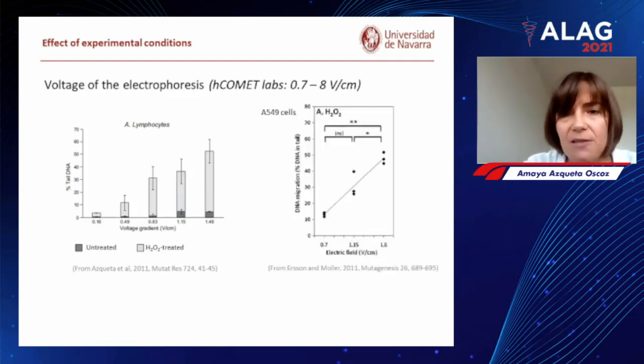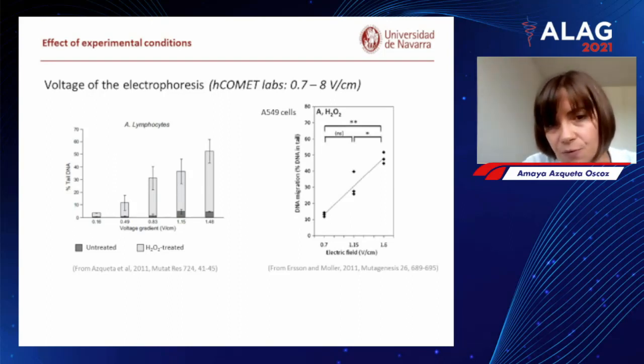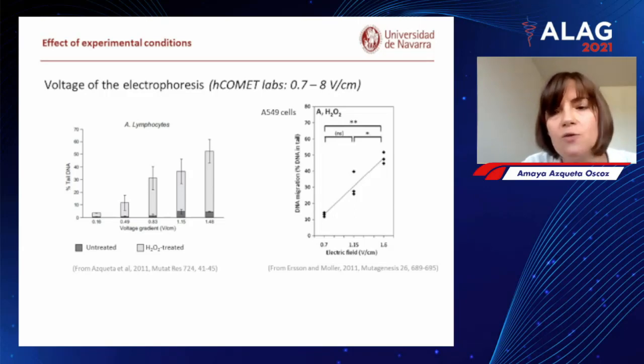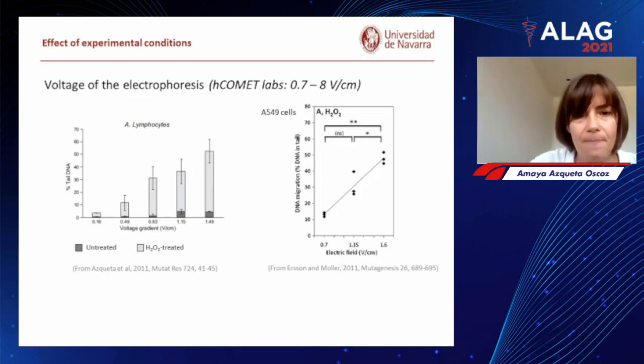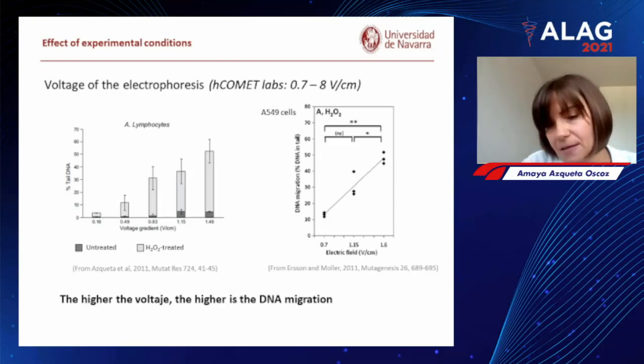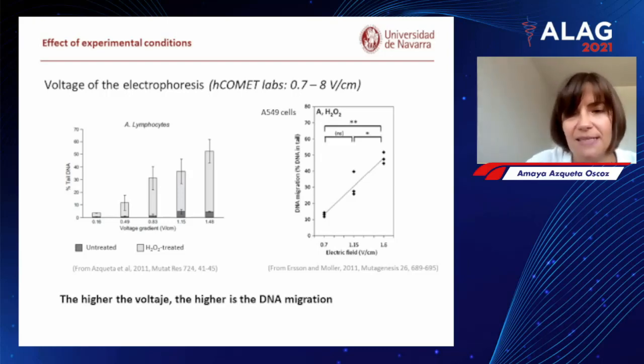And the same results were obtained in A549 cells, also treated with hydrogen peroxide. In this case, they used an electric field of from 0.7 to 1.6. So the higher the voltage, the higher is the DNA migration. And this is something that, of course, is expected.